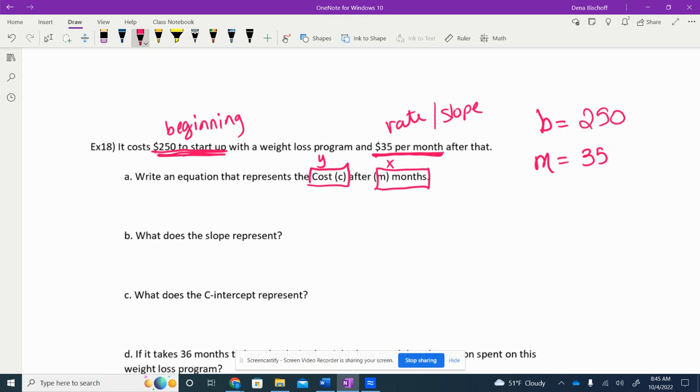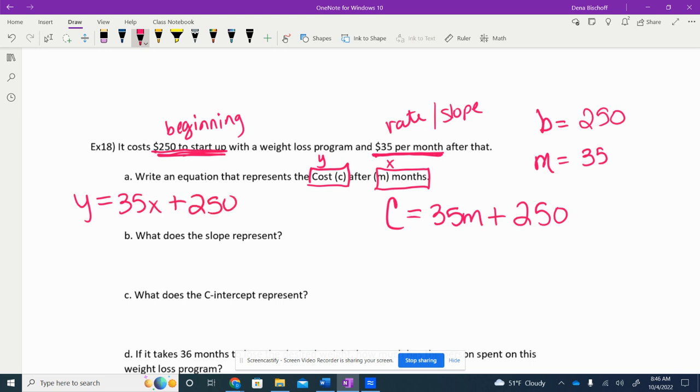Instead of using Y equals, maybe we write it the way Y equals MX plus B, and then we replace the C and the M. What do you think? I saw your hand, McKinley. Yeah, C equals 35M plus 250. If you need to write it in Y equals MX plus B, do that, and then replace your Y with a C and your X with an M. Okay? Because sometimes I just have to write it the way that I know it goes and then change out the variables. What does the slope represent?